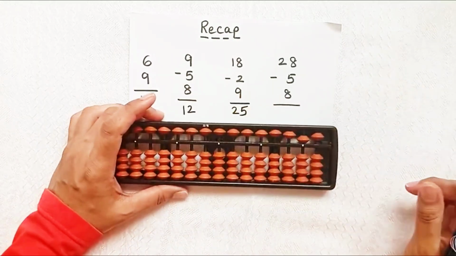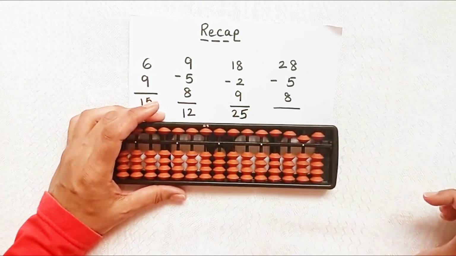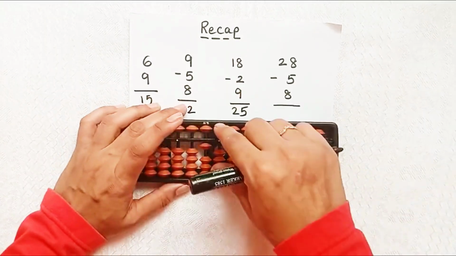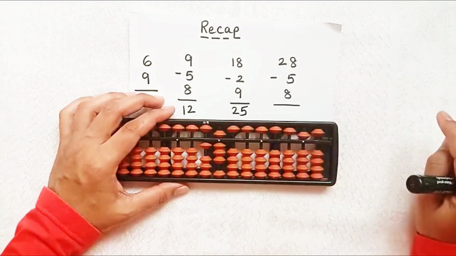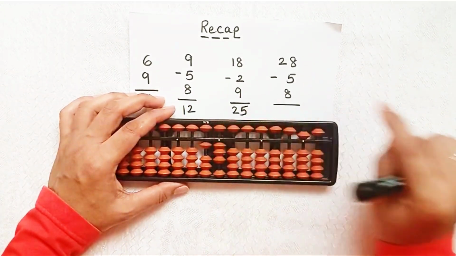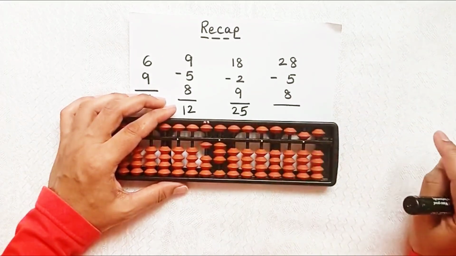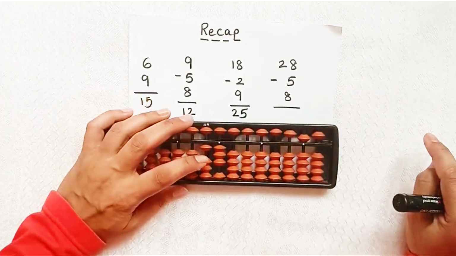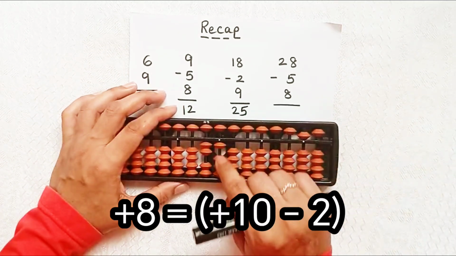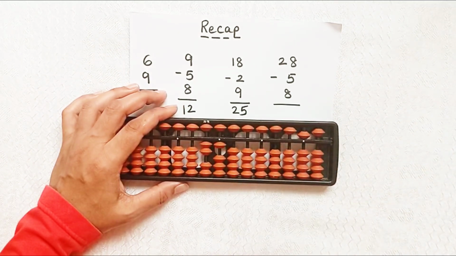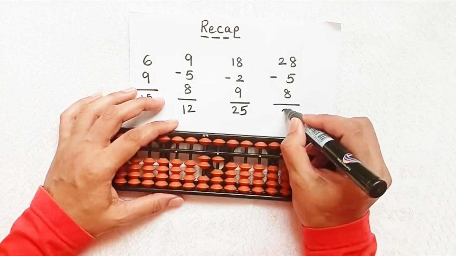Next one, 28 less 5. Add 8. Again, we cannot do it directly. So add 10 less 2. So my answer is 21.